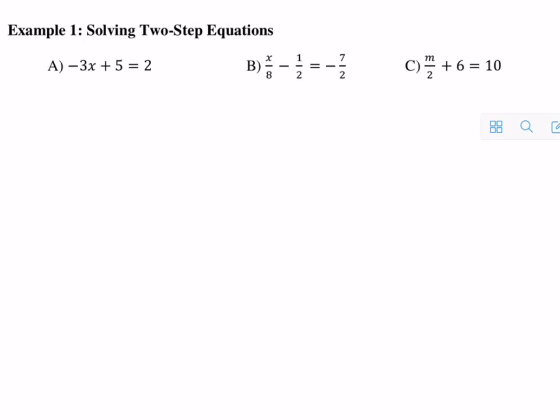So let's look at these three examples together, solving two-step equations. Our first one is negative 3x plus 5 equals 2. So what I'm going to do to help myself remember is write down PEMDAS up here in the top. So remember, we are going backwards.